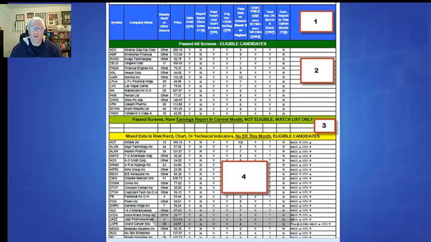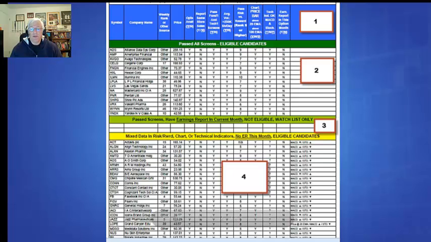Below that in Section 2, we show the stocks that have passed all of those screens and have the very strongest technicals. So they have passed all the screens and confirming technicals as well. Those are the strongest performers at that point in time. Section 3 shows stocks that have passed all the screens, however, have earnings reports coming up in that month and therefore are not eligible until the earnings report passes.